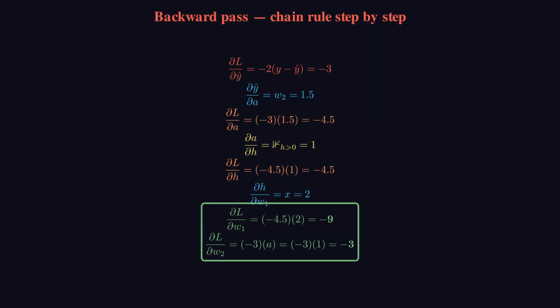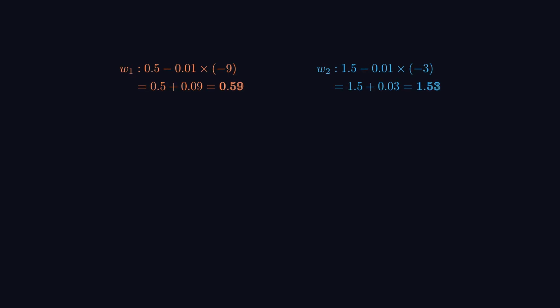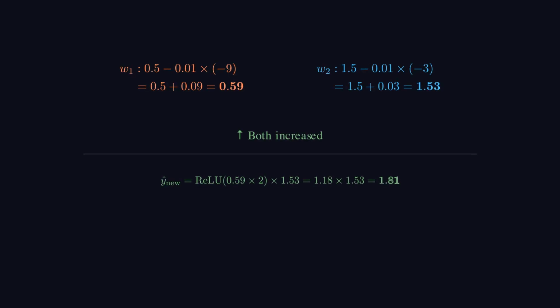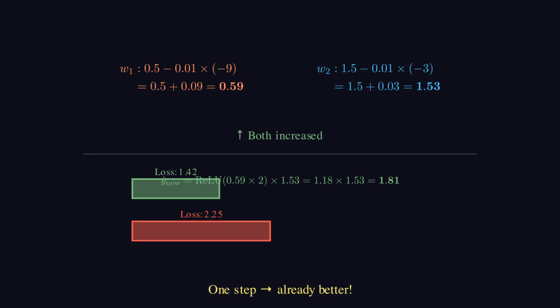And for w2, dL/dw2 equals dL/dy hat times dy hat/dw2 equals minus 3 times a, which equals minus 3 times 1 equals minus 3. Now we update. With a learning rate of 0.01, new w1 equals 0.5 minus 0.01 times minus 9 equals 0.5 plus 0.09, equals 0.59. New w2 equals 1.5 minus 0.01 times minus 3 equals 1.5 plus 0.03, equals 1.53. Both weights increased. That makes sense. The prediction was too low, so the weights need to grow.